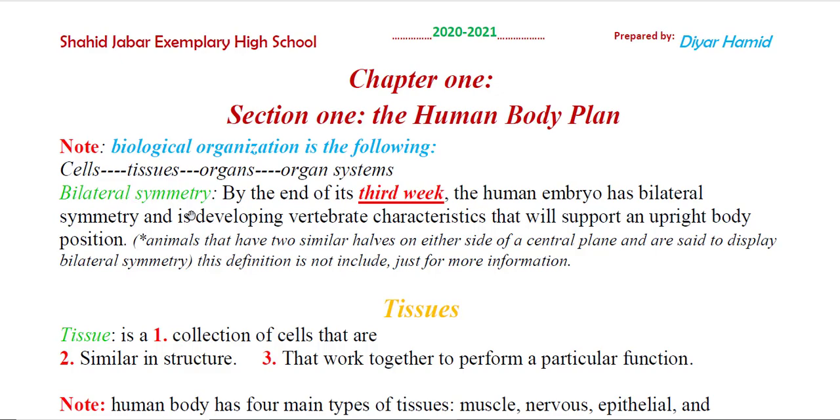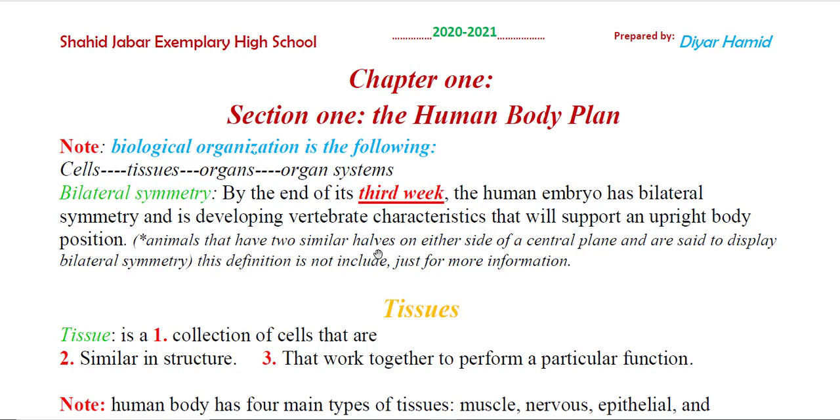The definition of bilateral symmetry. What is the meaning of bilateral symmetry? Bi means two, lateral means sides, and symmetry means similar. This definition is not included for you because it does not exist in your textbook. This definition comes from the internet. So, animals that have two similar halves.